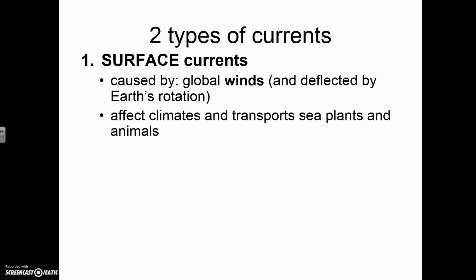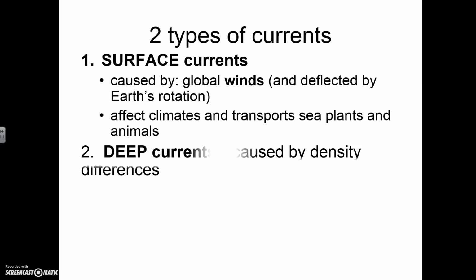So there are two types of currents. The first one is a surface current. These are caused by winds. This is the water that you swim in, at the top of the ocean. The reason why they move is because of the winds. They affect climates and transport, so that way we can get goods from other countries and things like that.